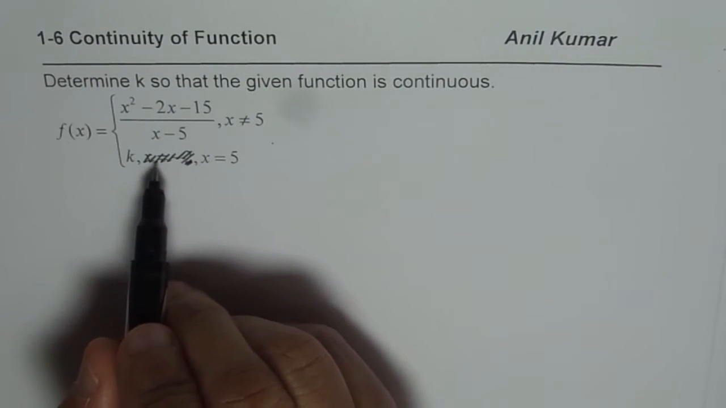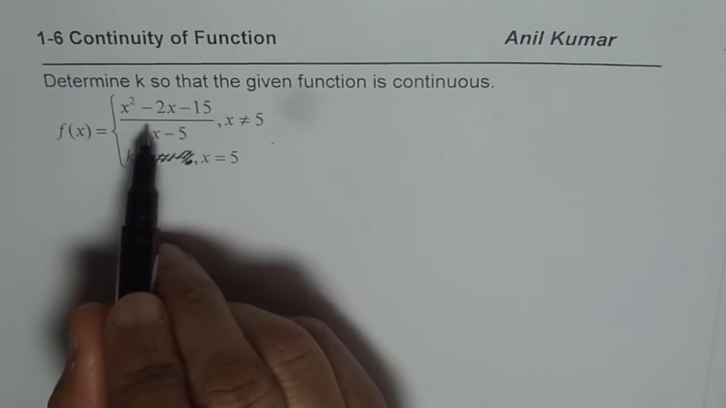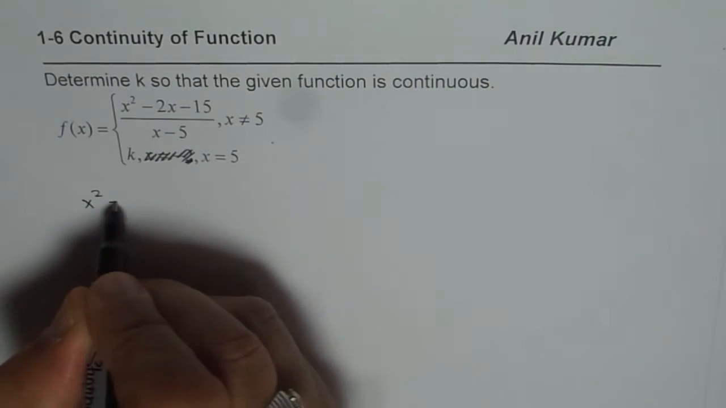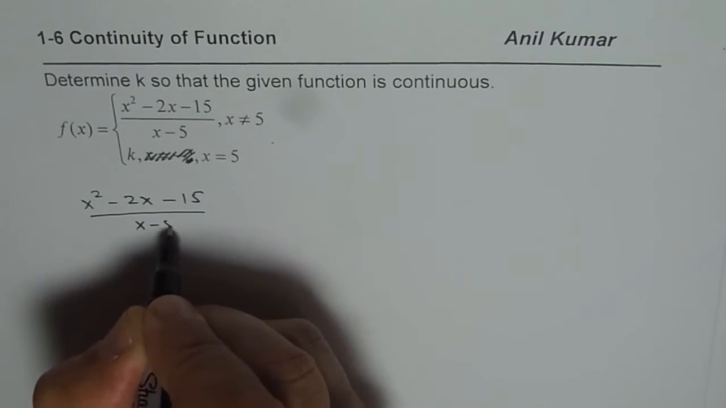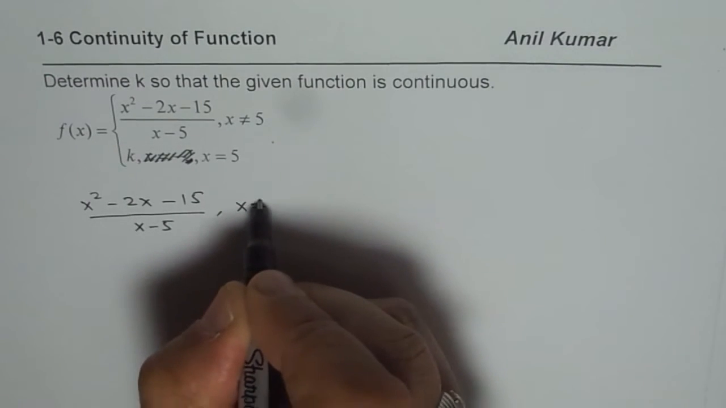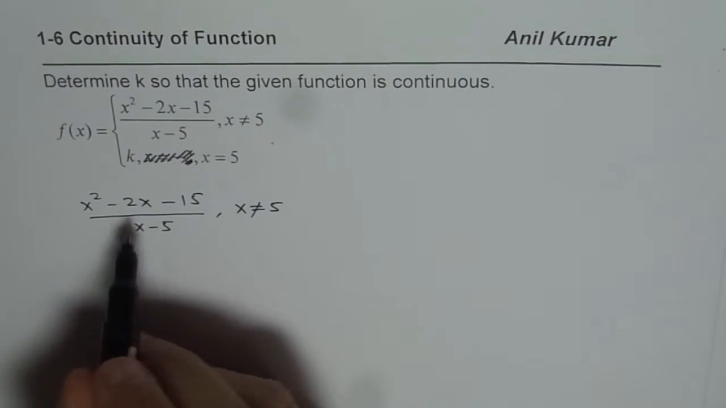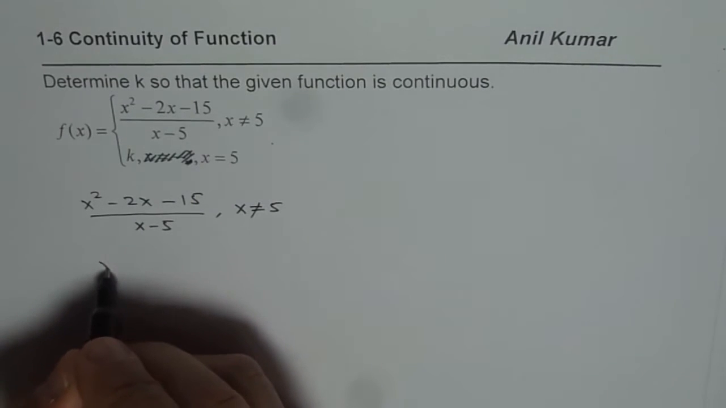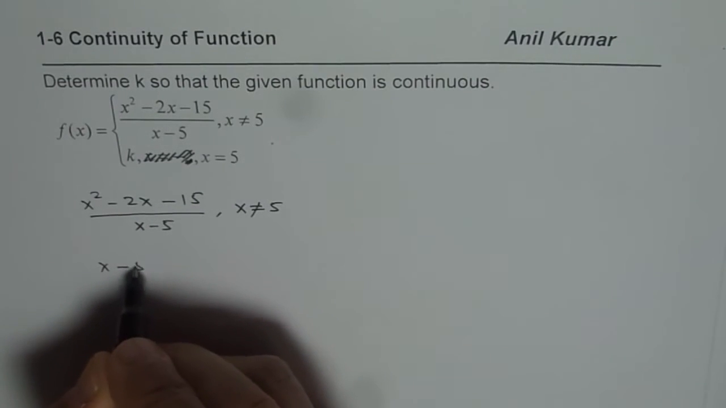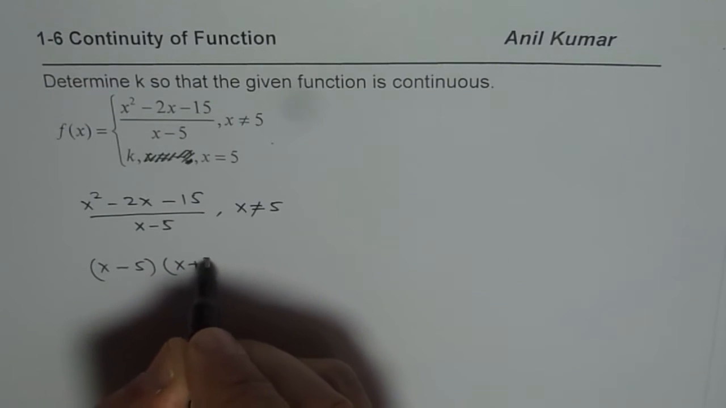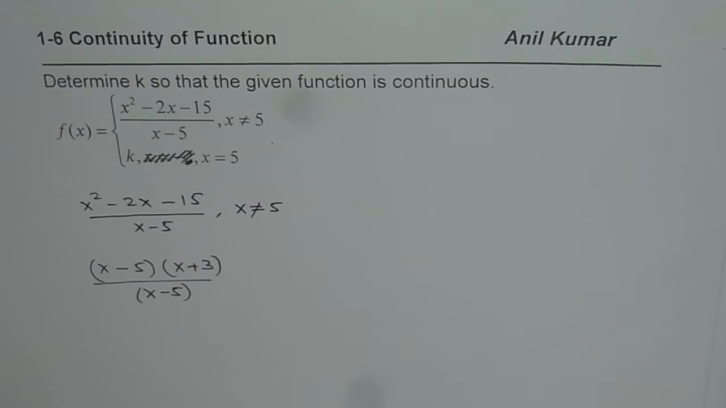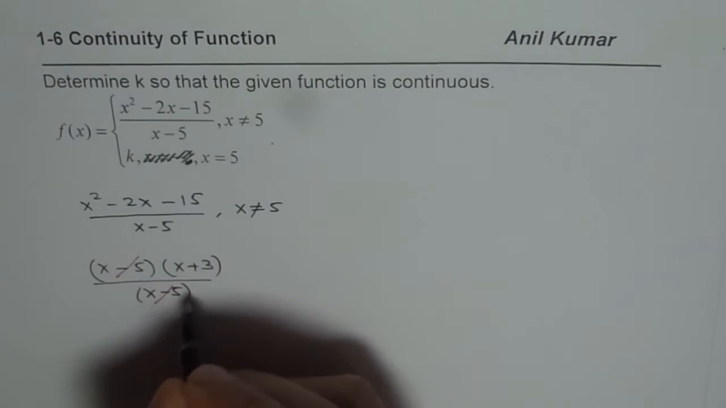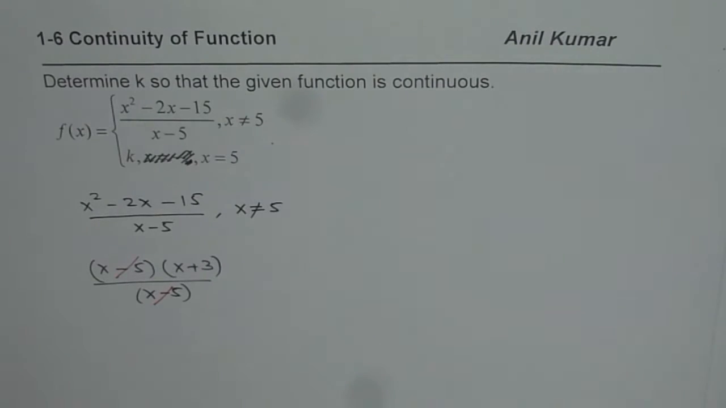So let us analyze the part which is x squared minus 2x minus 15 over x minus 5. So this is valid when x is not equal to 5, correct? Let's analyze this by factoring the numerator. If you factor the numerator, you get x minus 5 times x plus 3 divided by x minus 5, and here we observe that we do have a discontinuity, and that type of discontinuity is a hole. So that represents a hole at x equals 5.